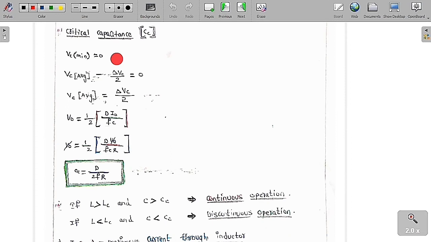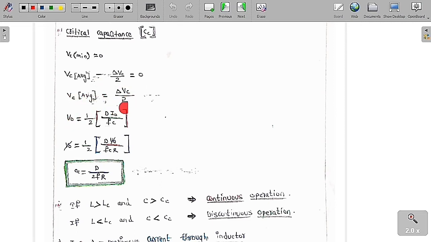So now we are going to discuss the critical capacitance, that is CC. It means there is just minimum continuous conduction in the capacitor voltage or the output voltage. So the capacitor voltage is going to rise from 0. So Vc minimum is equal to 0. Vc minimum means Vc average minus delta Vc by 2 is equal to 0. So therefore Vc average is equal to delta Vc by 2.